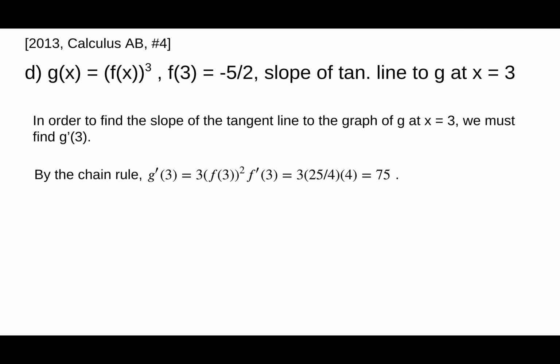All right, well, by the chain rule, g prime of 3 would be 3 times f of 3 squared times f prime of 3. All right, well, we were just told that f of 3 is negative 5 halves, so we have 3 times negative 5 halves squared times f prime of 3, which we are given in the question stem that f prime of 3 is equal to 4. So if we multiply all that together, we get 75, and therefore we can conclude that the slope of the tangent line to g at x equals 3 is 75.